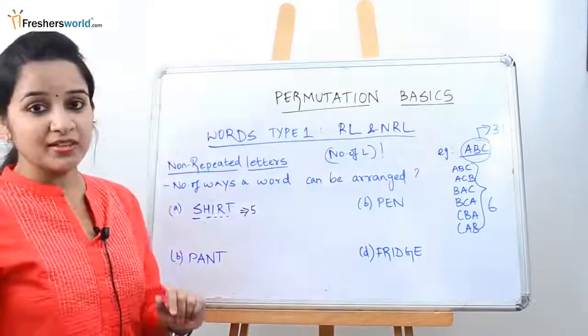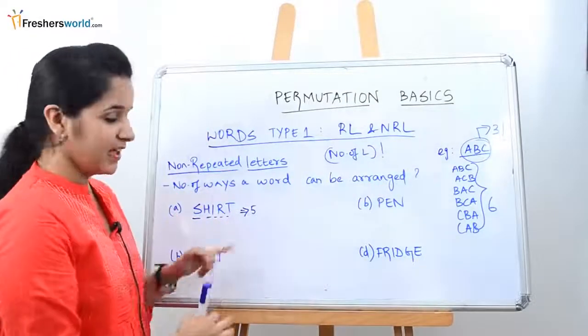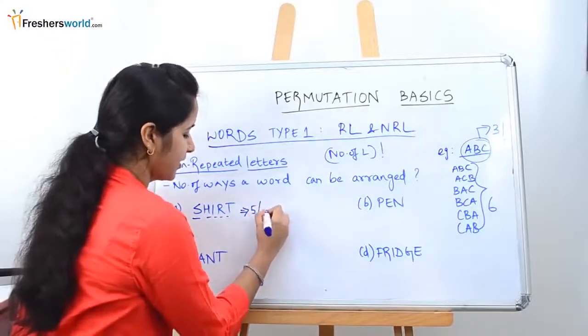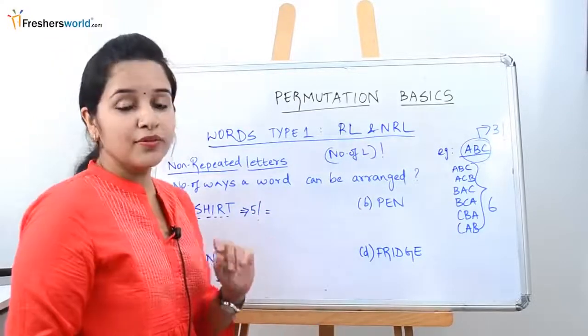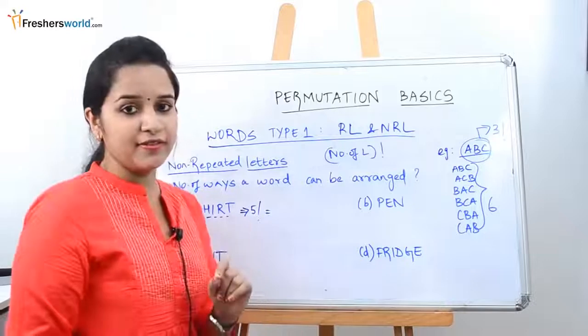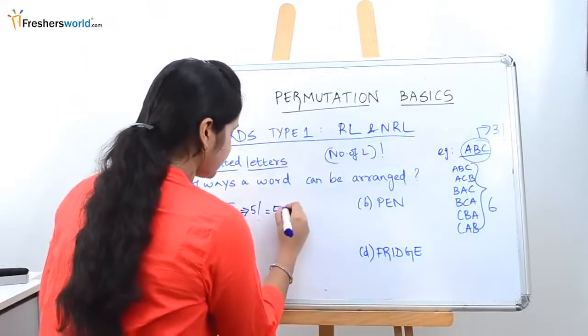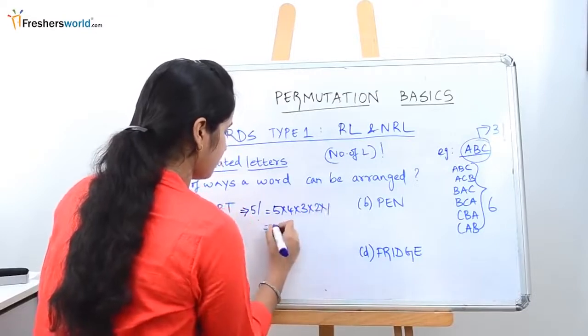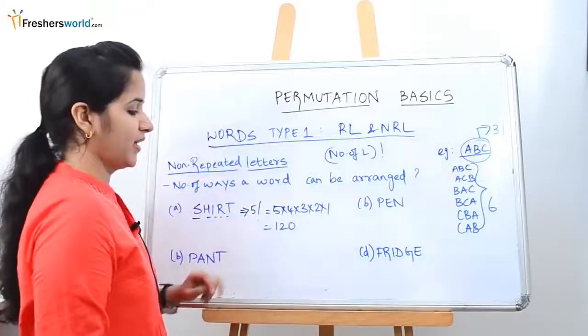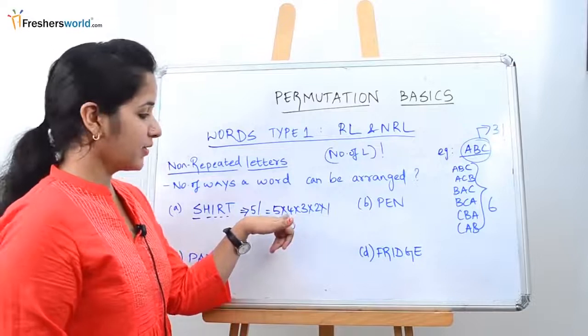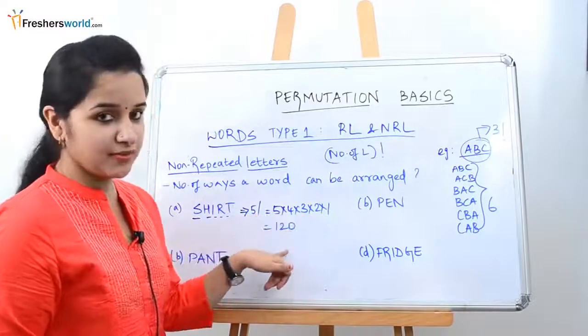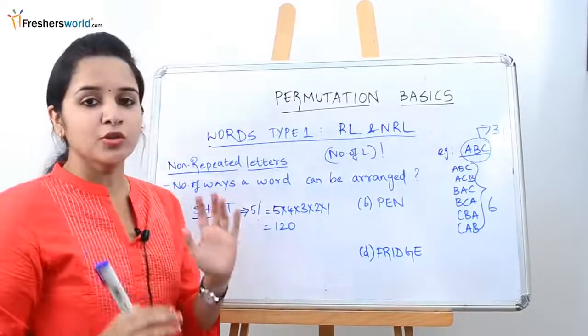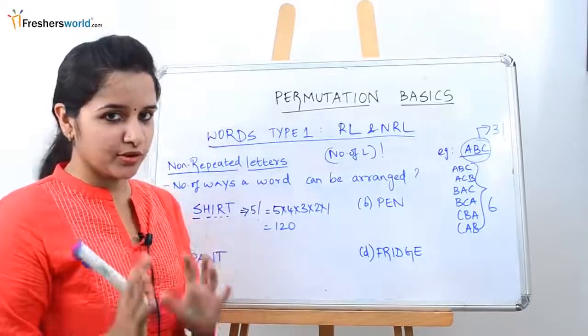So, what will be the answer for it? We have 5 letters here, so the answer is 5 factorial. Now if you are aware of the value of 5 factorial, we know that it is 120. Doing all these multiplications every time is difficult. So, always remember to memorize from 1 factorial to 7 factorial.